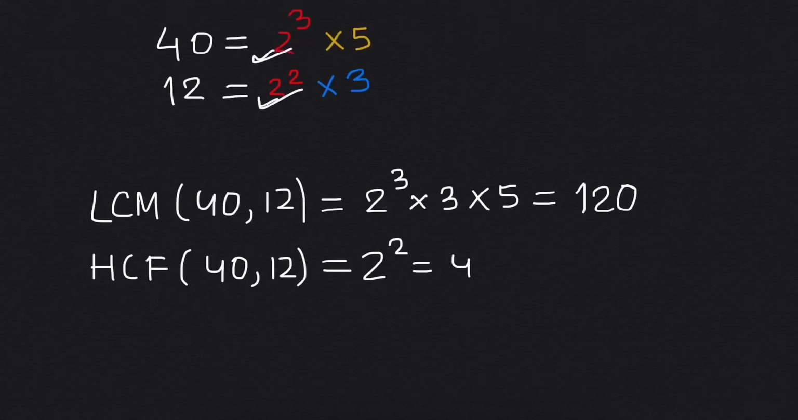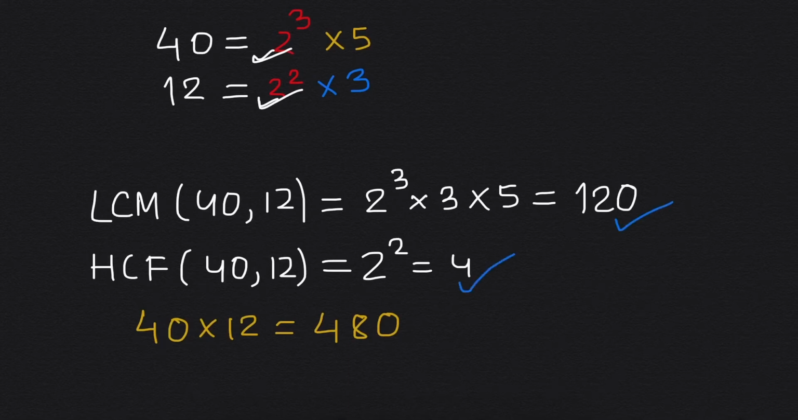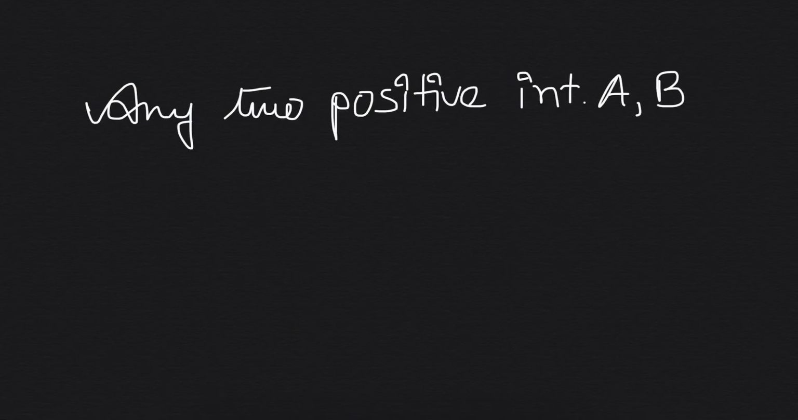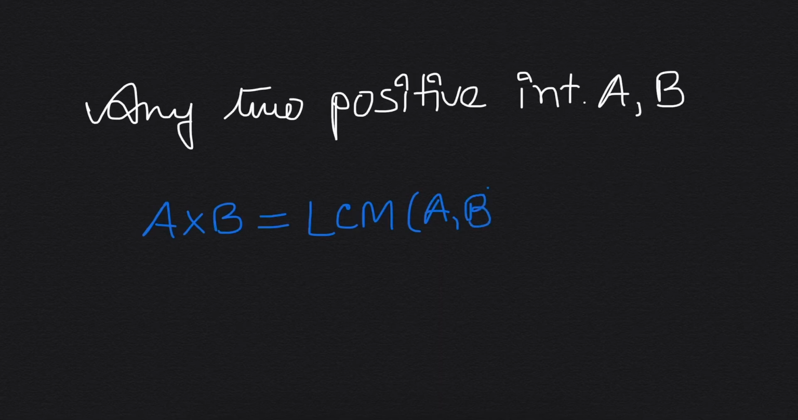Now let's multiply the numbers, that is 40 into 12, we will have 480. Now multiply the LCM and HCF of 40 and 12, which is also equal to 480. So for any two positive integers a and b, a into b is equal to LCM of a and b into HCF of a and b.